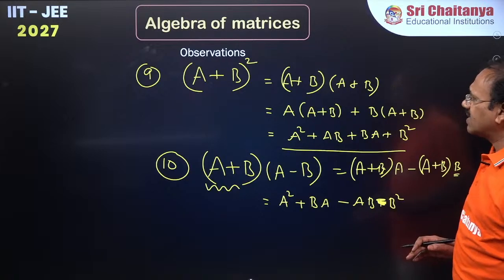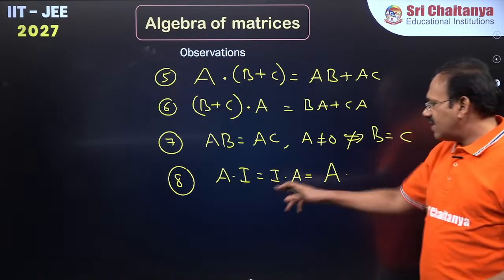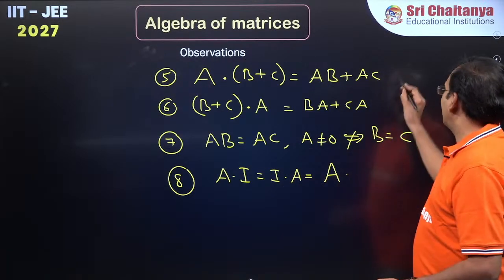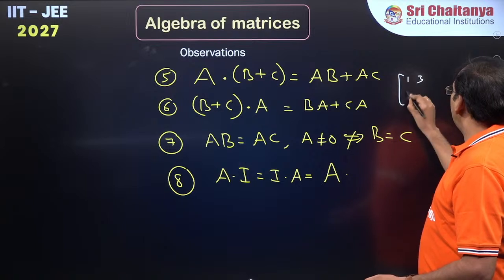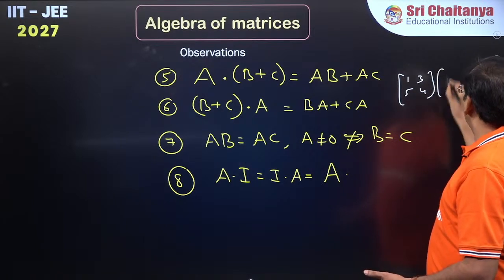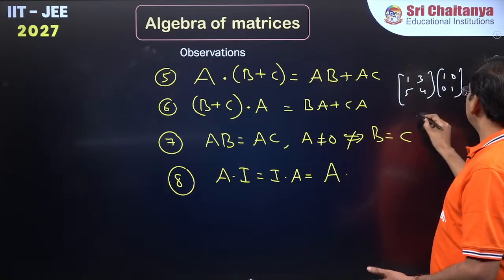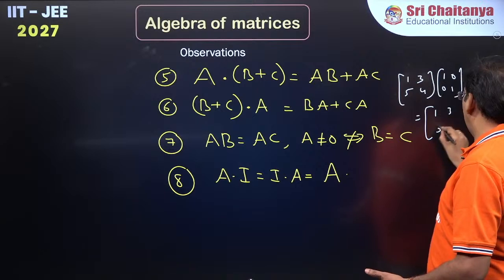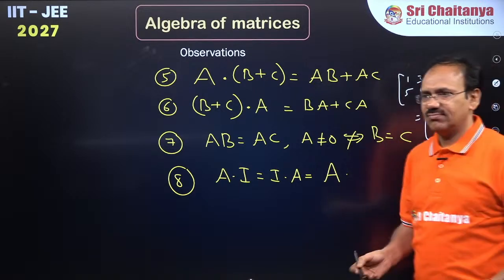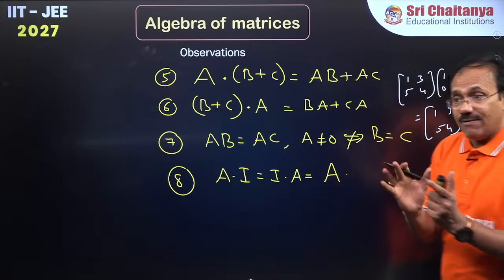Eighth property with example: AI into IA is equal to A. Just take 1, 3, 5, 4, multiply with 1, 0, 0, 1, and you will get 1, 3, 5, 4. Simple. Okay, right everyone, listen to me.